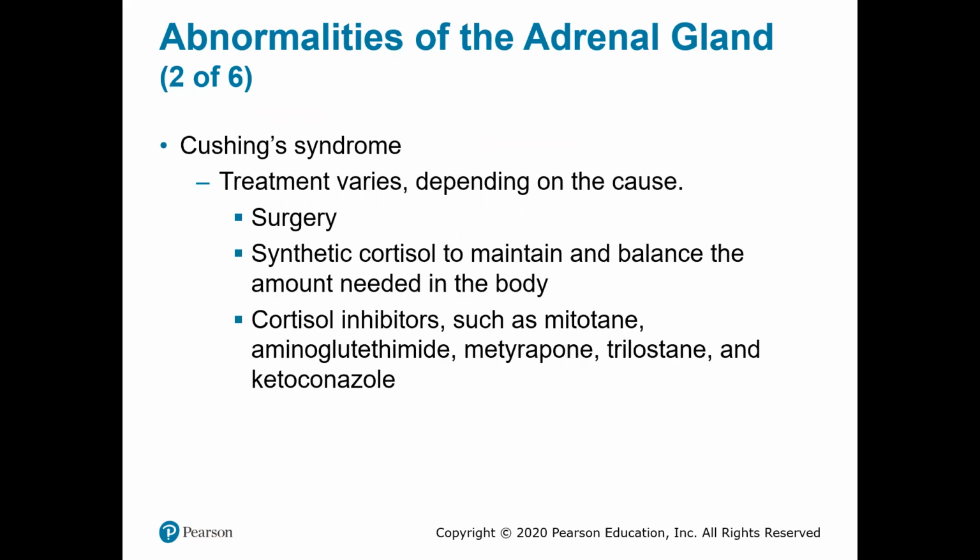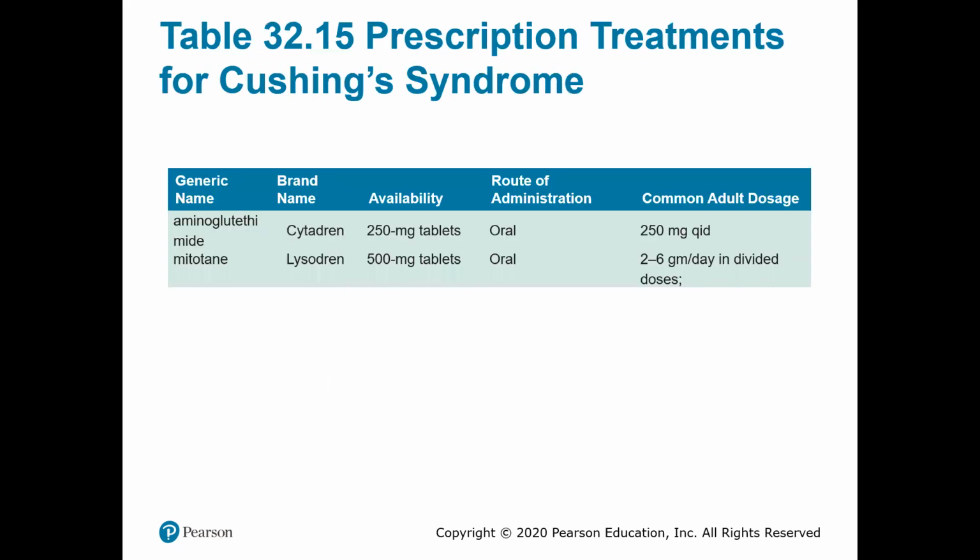Treatment's going to vary depending on the cause. It could include surgery or synthetic cortisol to maintain and balance the amount needed within the body. Also, cortisol inhibitors could be utilized, such as mitotane, aminoglutethimide, metyrapone, trilostane, and ketoconazole. Table 32-15 provides your prescription treatments for Cushing's syndrome, and that is found on textbook page 558.